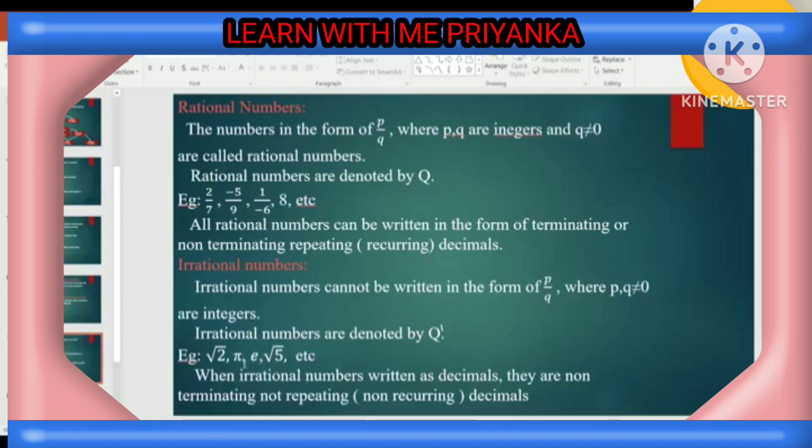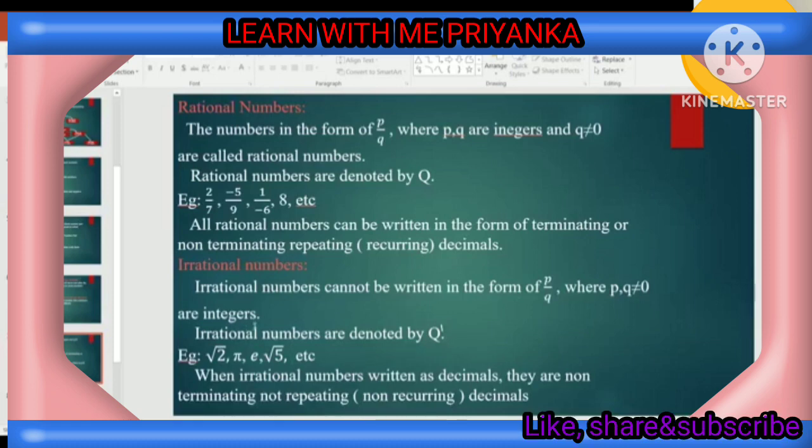We have that pi equals 3.14 and so on. If you write pi in decimal form, after the decimal point the digits are not repeating and not ending. Like that, root 2, root 5 and e values also are not repeating and not ending. If you write those in decimal form, these numbers are called irrational numbers.